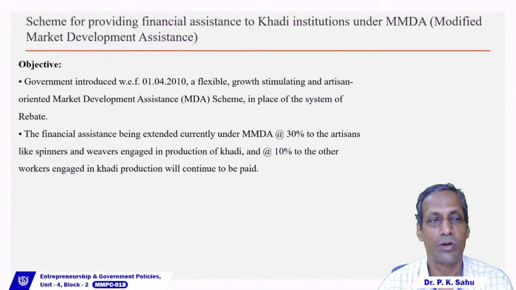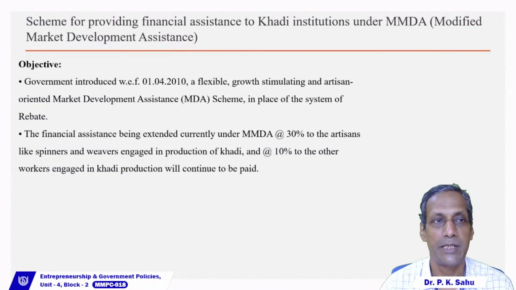The next scheme is called the Modified Market Development Assistance scheme, or MMDA. It's a scheme for financial assistance to Khadi institutions. The objective of this scheme is to provide a flexible, growth-stimulating and artisan-oriented market development assistance in place of the system of rebate. This scheme was introduced by the government on 1st April 2010. Another objective is that the financial assistance currently extended under MMDA at the rate of 30% to artisans like spinners and weavers engaged in production of khadi, and at the rate of 10% to the other workers engaged in khadi production, will continue to be paid.